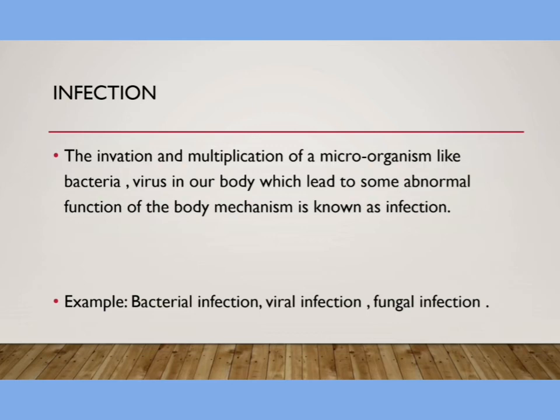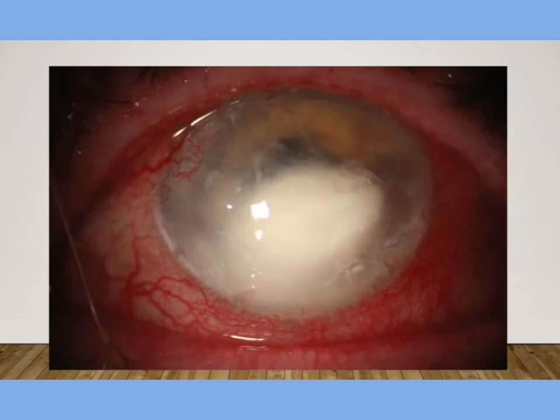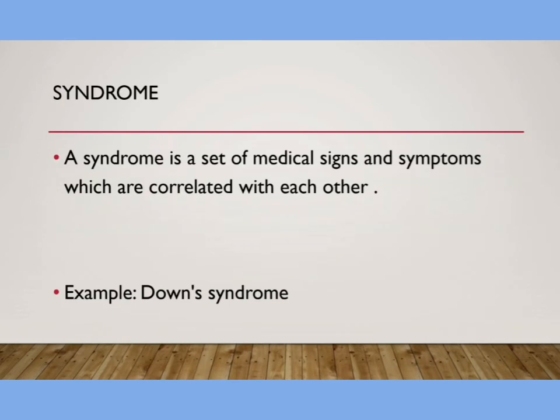Microorganisms means those organisms which cannot be seen with the naked eye. Okay. So these are microorganisms, and if due to those microorganisms some abnormal situation is happening in the body, it is known as infection. Okay. So this is the picture of a bacterial corneal ulcer. Okay. So this is due to bacterial infection. This is an infection. Okay. So infection leads to abnormal changes in the body, which can lead to infectious disease. Okay. So somewhere they are related, they are interlinked with each other.